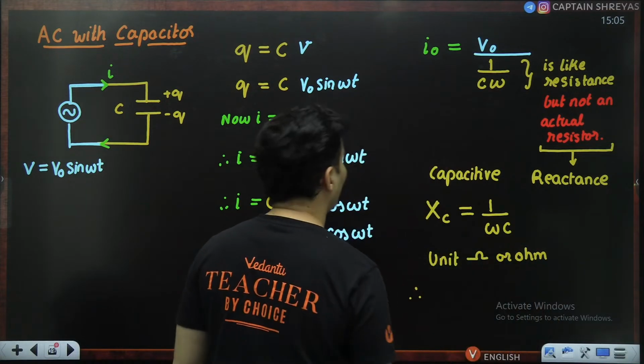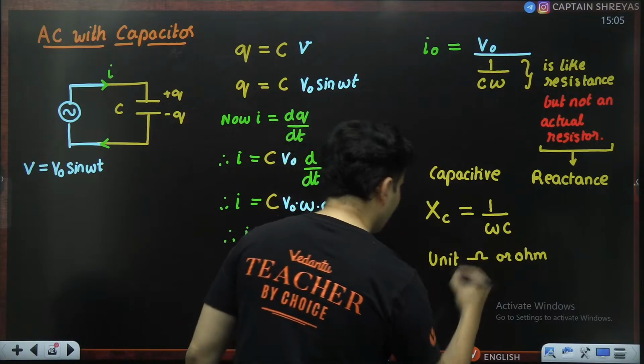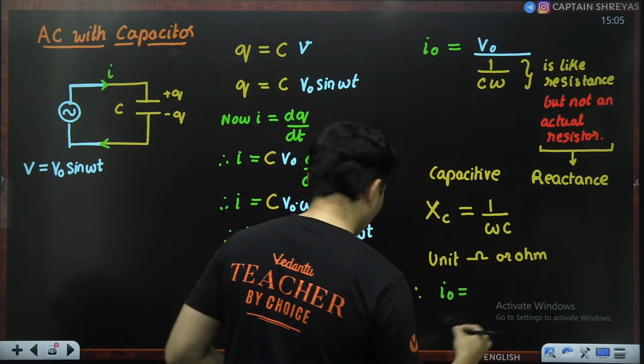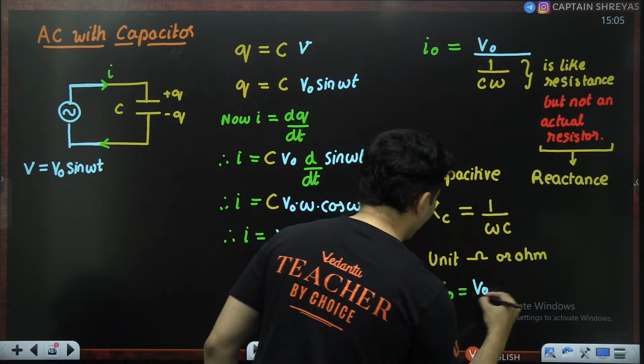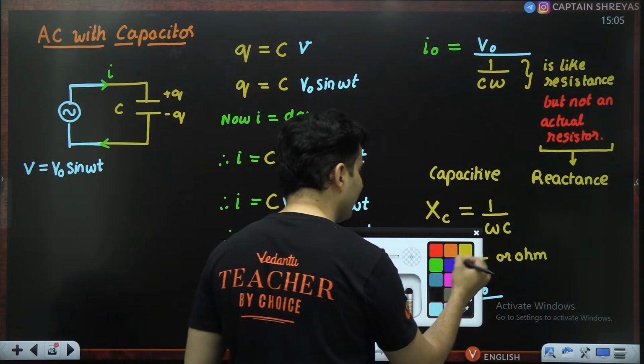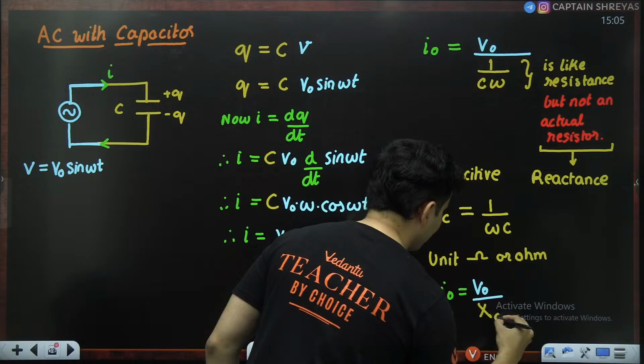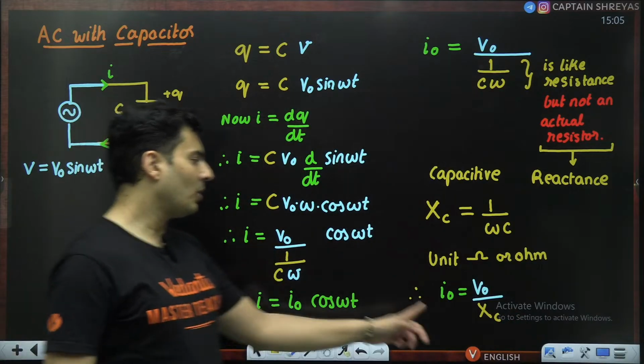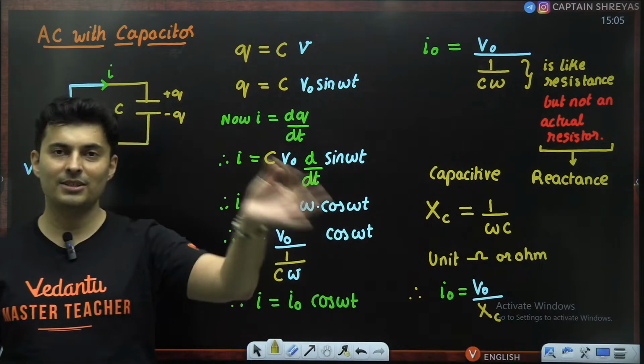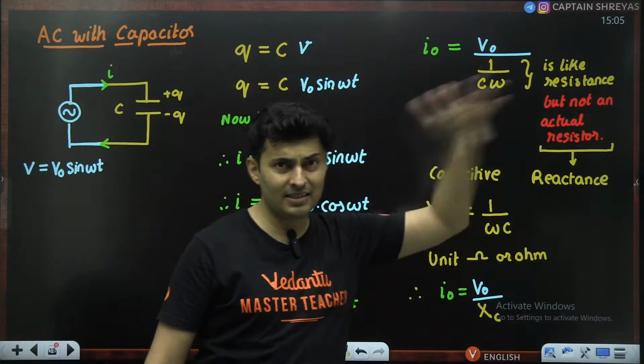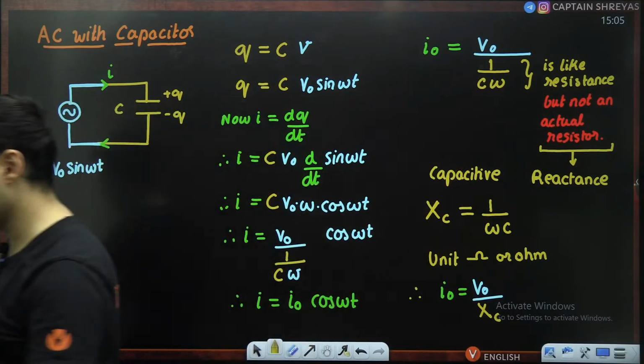So therefore, what do I get? The current is still the voltage, but by resistance? No, reactance. And whose reactance? Capacitor's reactance, XC. So current is voltage by capacitive reactance. Reactance is like resistance, but not an actual resistor.